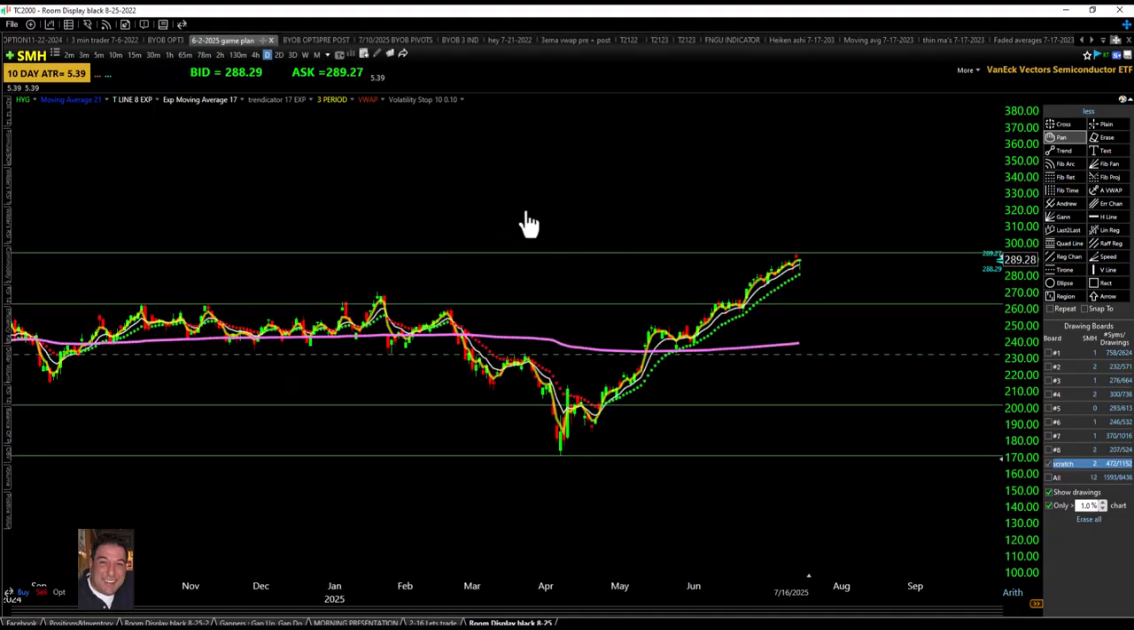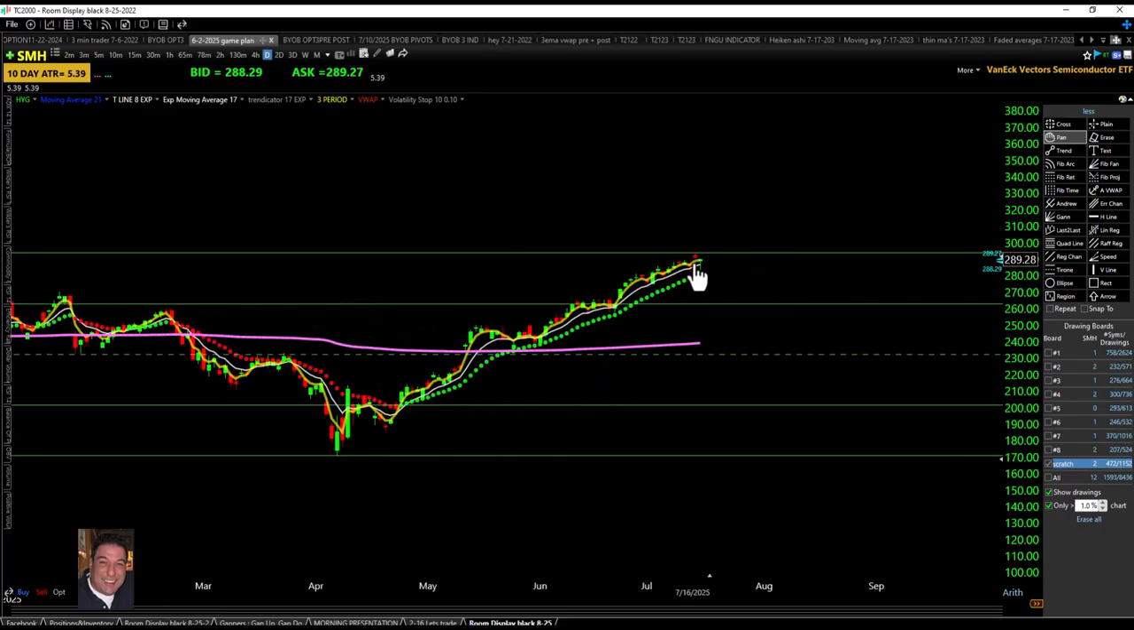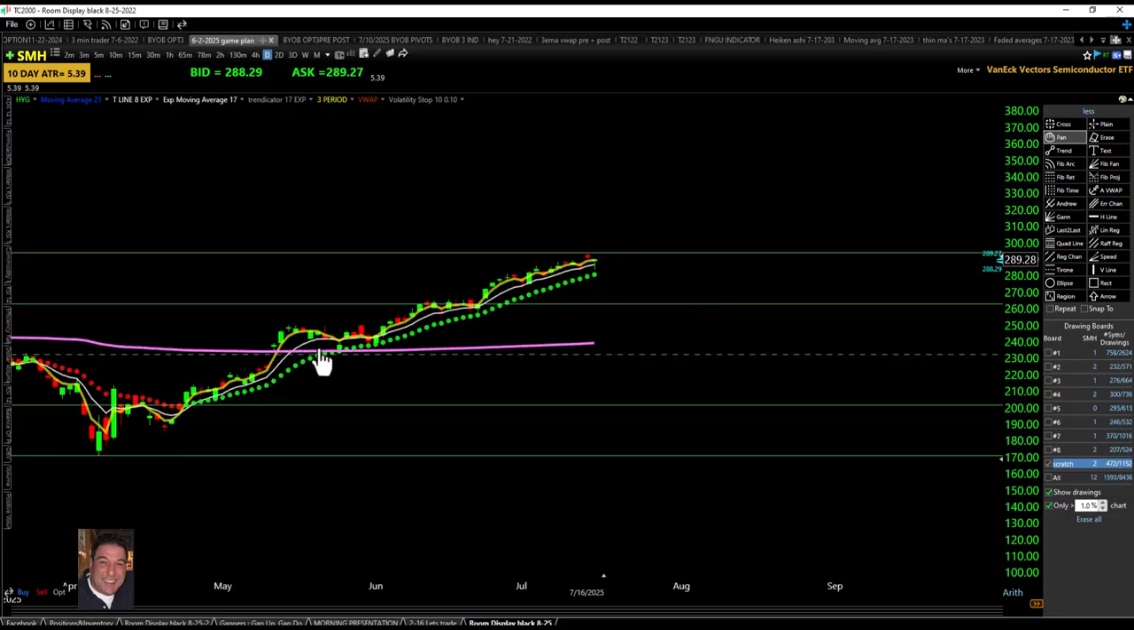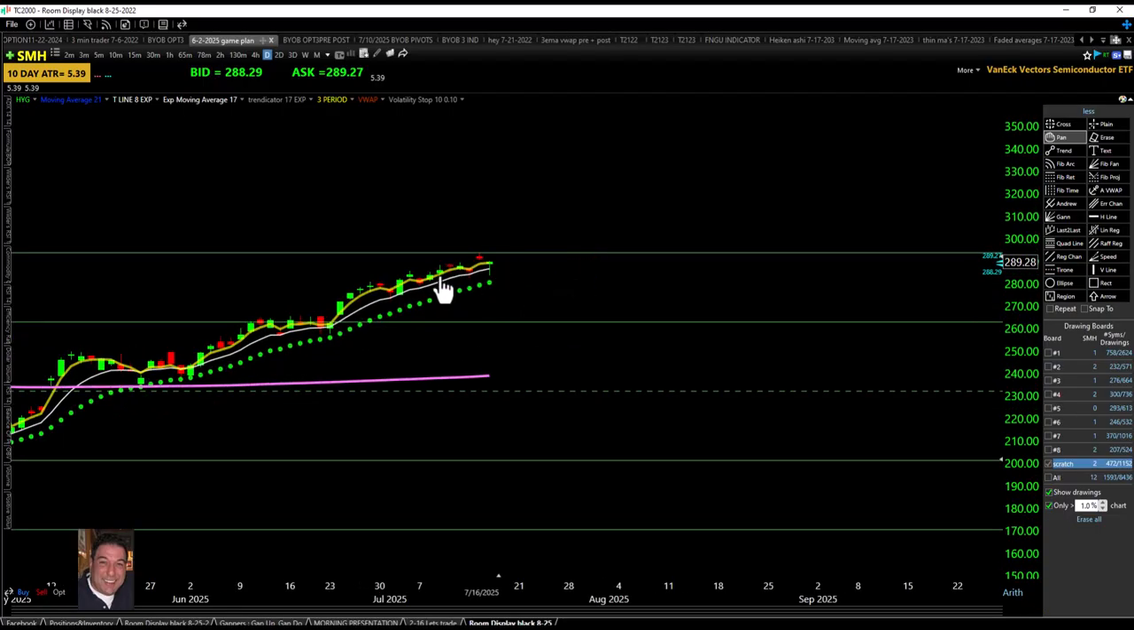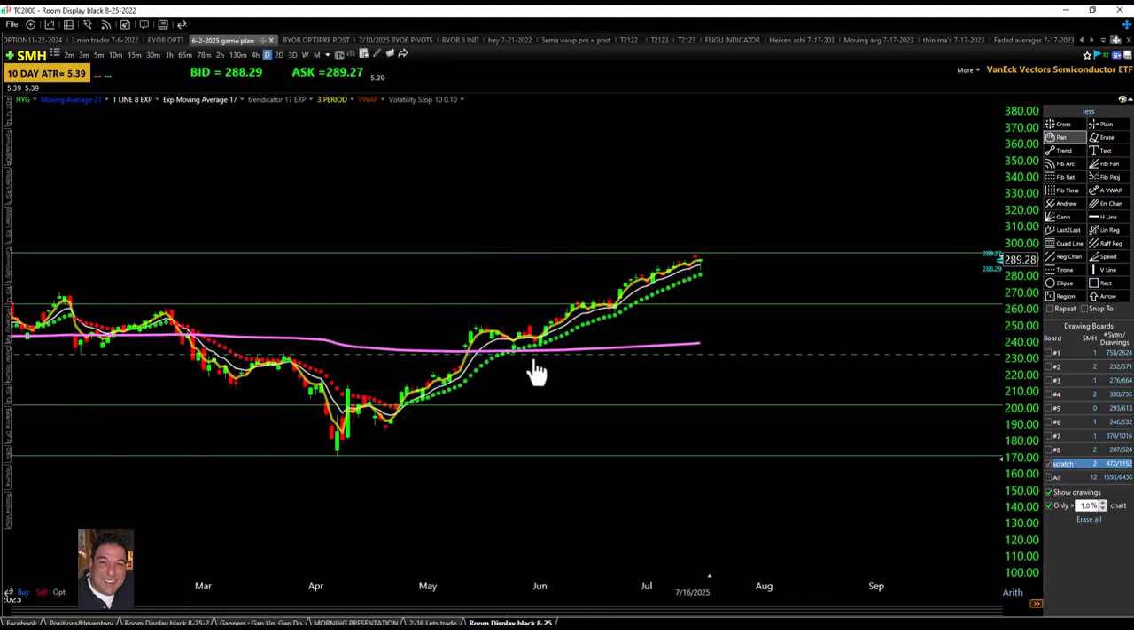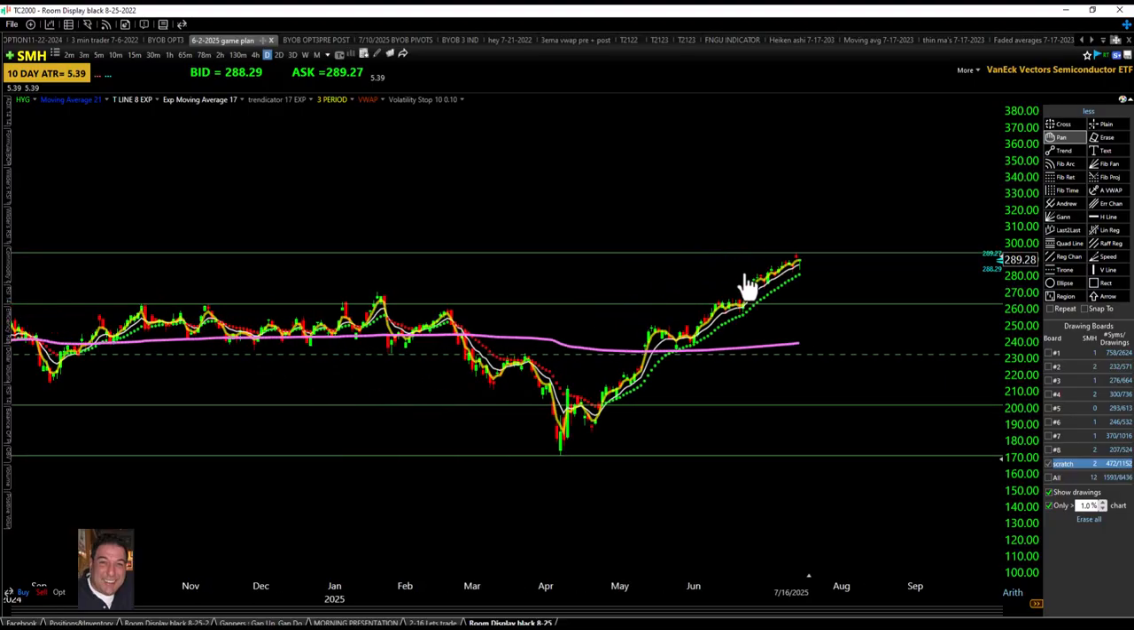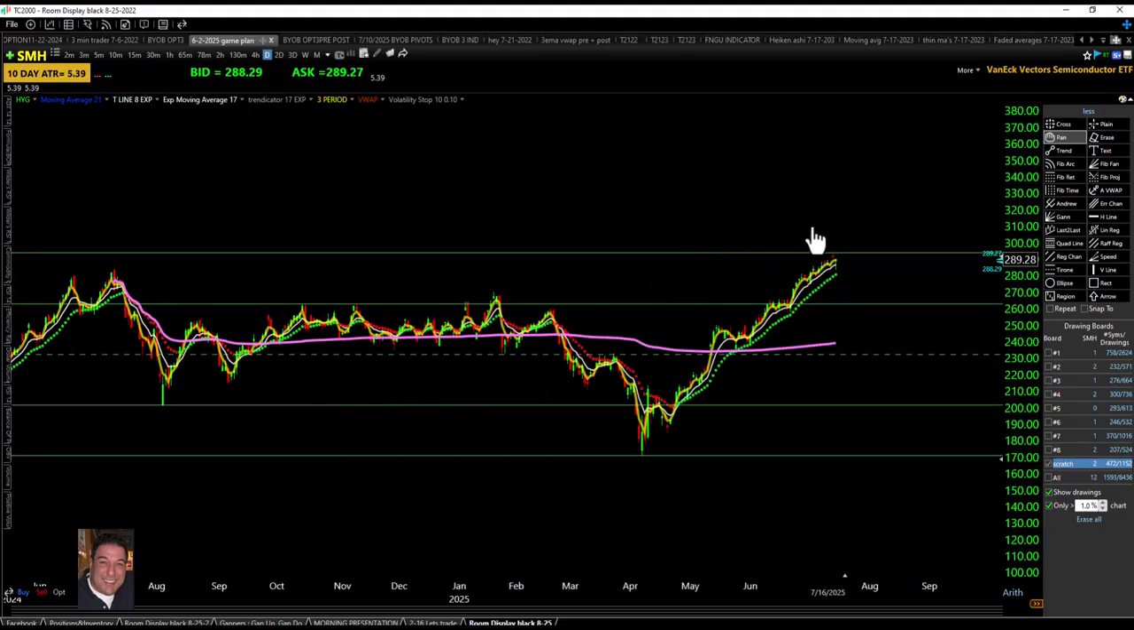SMH. All right, believe it or not, yesterday SMH made a new all-time high. Okay, that's bullish and in an uptrend. Okay, everything's still working. See the 3 EMA on top of the 8 EMA, and they got the candles and the trap right there over the 17, rising 17. That's bullish. So they're bullish and in an uptrend. Okay, that was a new all-time high yesterday.